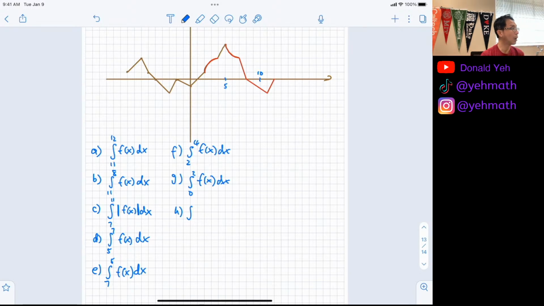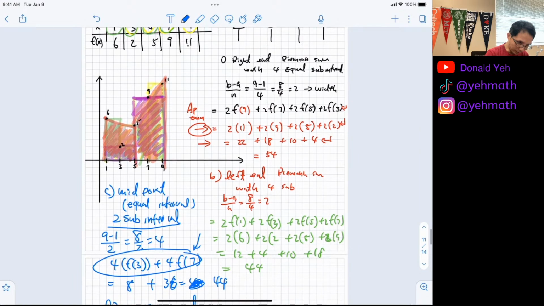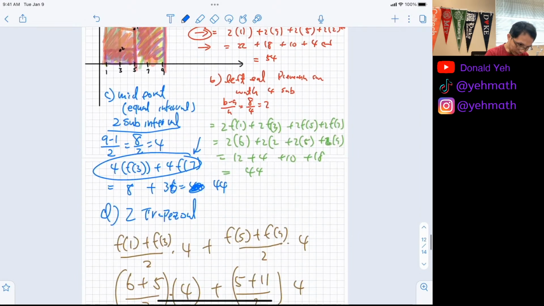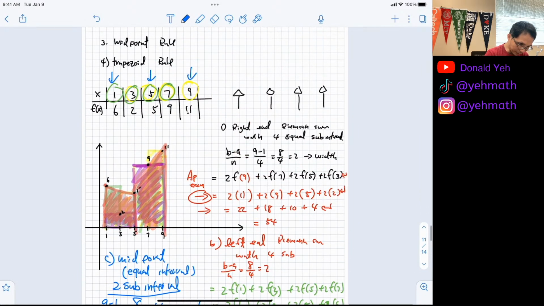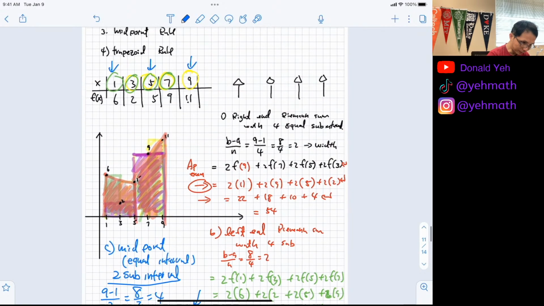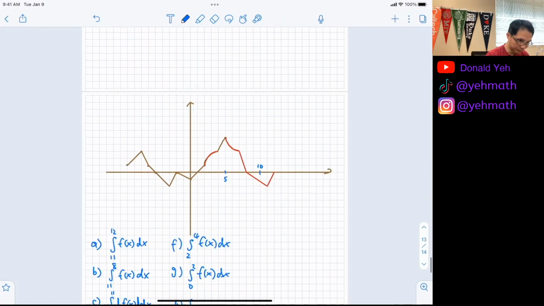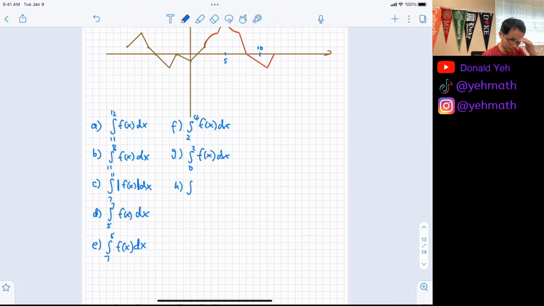Did I make a mistake? Is it supposed to be 1 to 5? Because the trapezoid's 1 to 5, and then 5 to 9? Like 1, and then f of 3. I think I'd write down 5, right? Oh yeah, I did make a mistake. I did write down 5, but I think this one's f of 5. Okay, thank you. What would the width be for B? Going to the last solution to the right now.